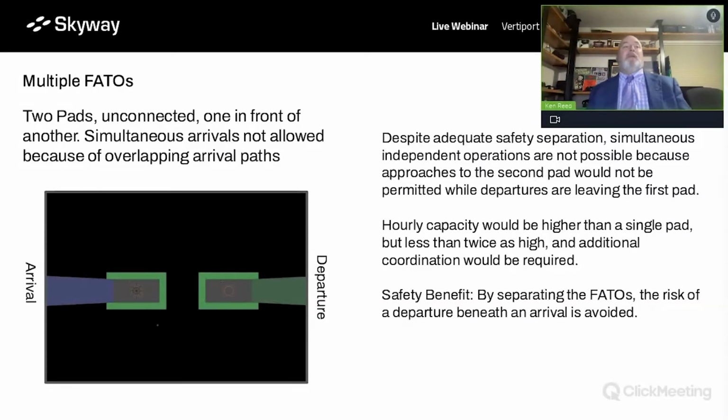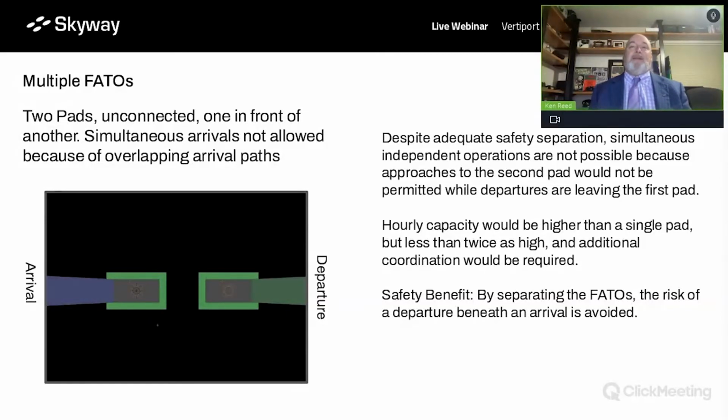So let's talk about multiple FATOs. Sometimes you're going to need more than one FATO for operational reasons. Here, before we talk about putting them side by side, let's talk about this where I've separated them so that arrivals come in on one FATO, then the aircraft taxis to the parking position and then taxis and departs from a separate FATO. Now, these two FATOs, one in front of the other, simultaneous arrivals will not be allowed because the arrival paths overlap. You wouldn't want to be arriving to the second one as an aircraft was departing from the first one.